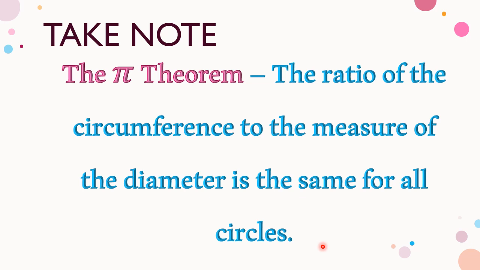Then after that, you compare it with the ratio you get from the circumference of the small circle divided by the diameter of that small circle. Whatever your answer there, you compare it with your answer in the big circle a while ago, and based on the pi theorem, you would have the same ratio, whether it's a small circle, big circle, or bigger circle. So that refers to our pi theorem.